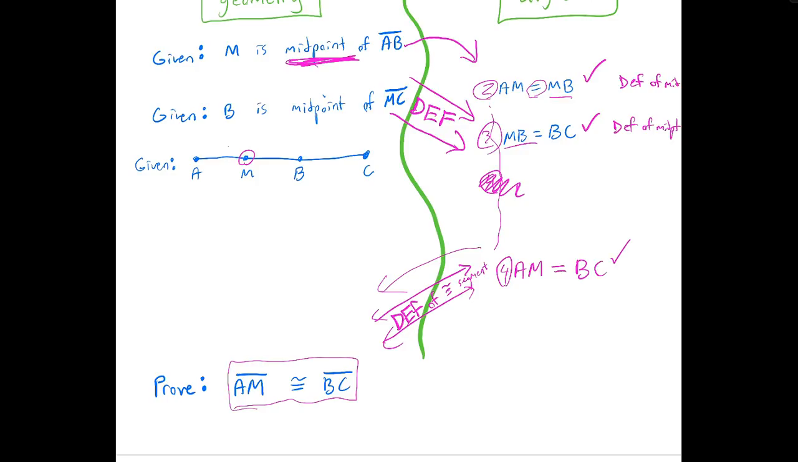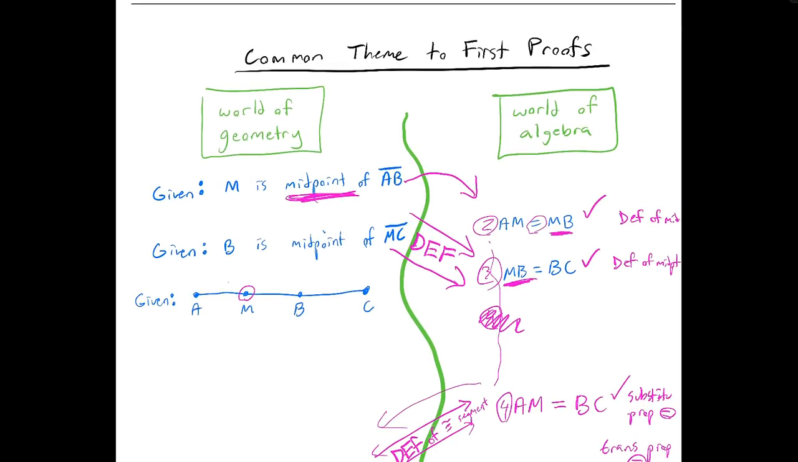Well, we could do 2 things because we're in algebra. We can use the substitution property of equality, or more specifically, AM was equal to MB and BC was equal to MB. So they're equal to the same thing. So they're equal to each other by the transitive property of equality. So either answer there would be good, but I just wanted to give you the big picture here.